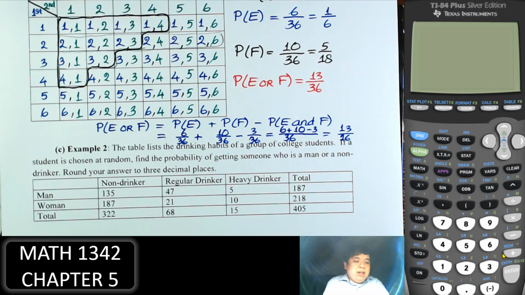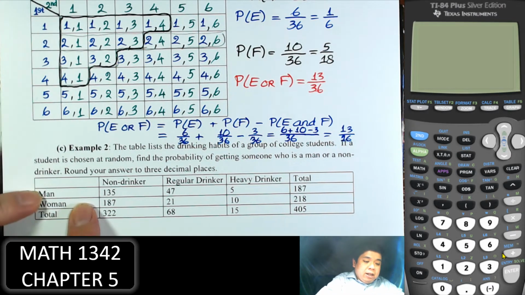Right, next, the table lists the drinking habits of a group of college students. If a student is chosen at random, find the probability of getting someone who is a man or a non-drinker.